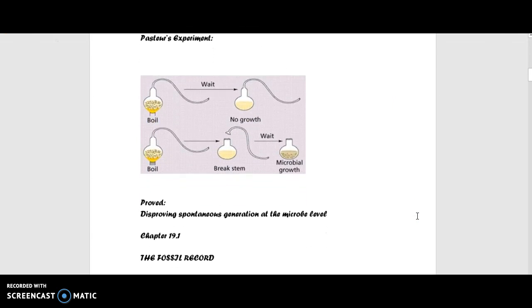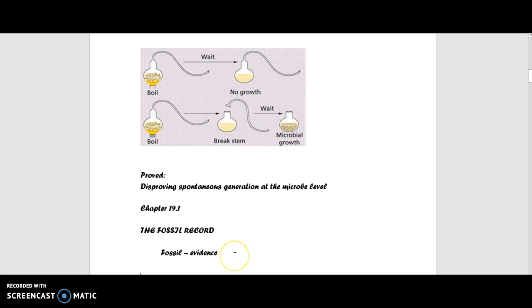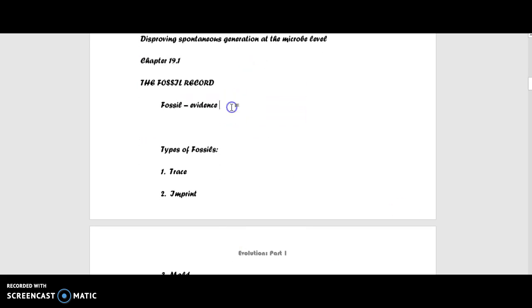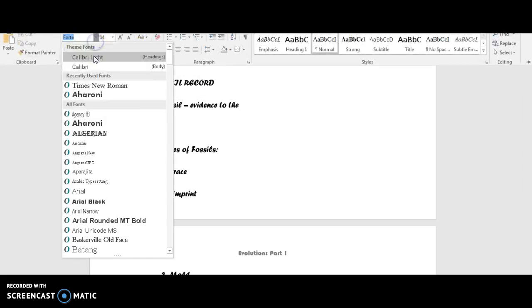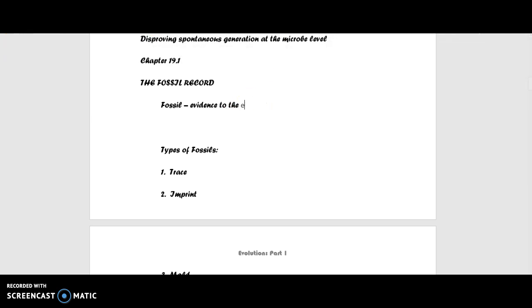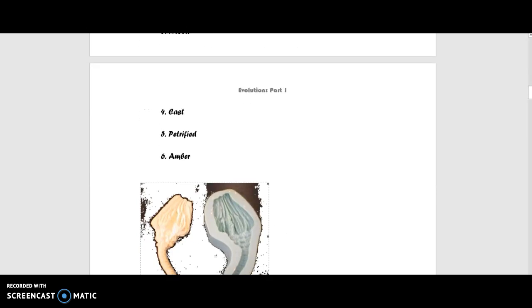All right. So the fossil record. This is evidence. Let's try that one more time. Evidence to the existence of an organism that was once there, is no longer there, but left some type of track behind. There are different types. Types of fossils include trace, imprint, mold, cast, petrified, and amber.